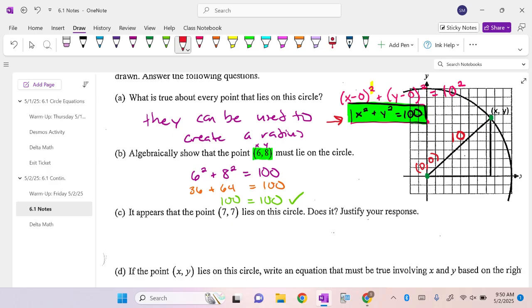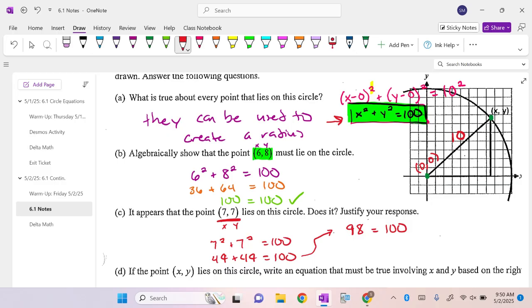So we're going to do the exact same thing. So this is x, this is y. We're plugging it into the top equation. So I get 7 squared plus 7 squared is equal to 100. Well, what's 7 squared? 49. Plus 49 is equal to 100. But what's 49 plus 49? 98.